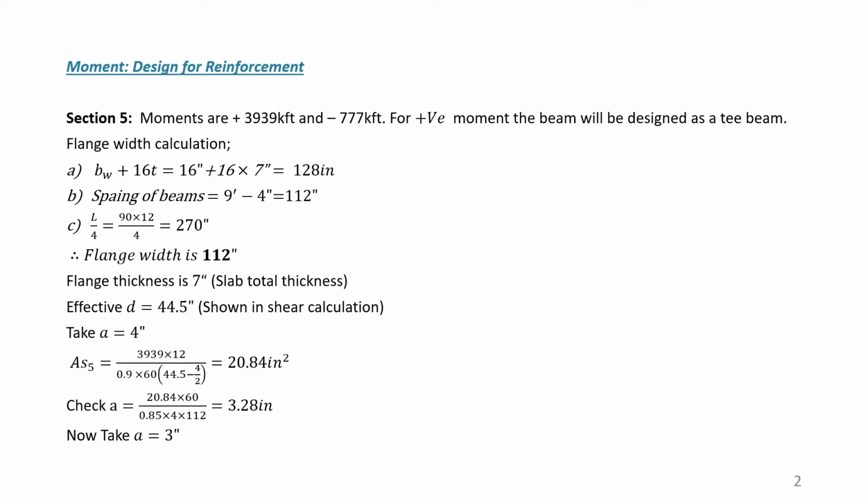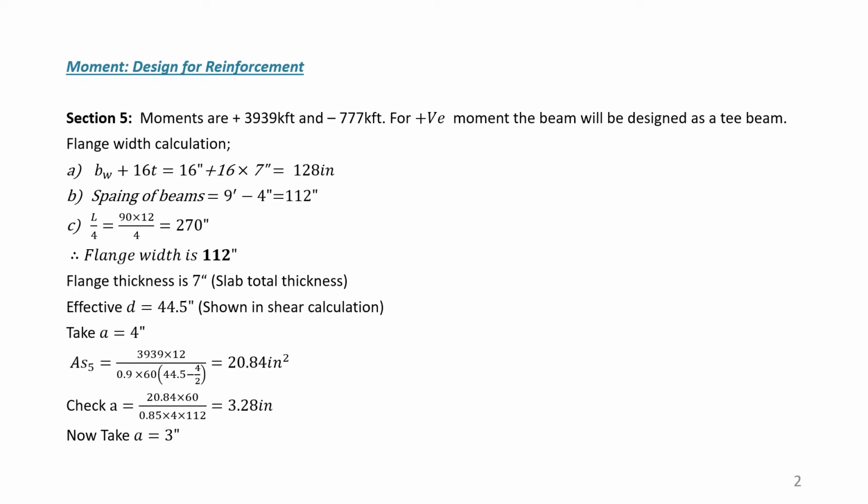Now the steel area is the moment in inch-kips divided by phi, which is 0.9, times 60 as fy, times 44.5 as the effective depth, minus a by 2, which is 4 by 2. This gives us a value of 20.84 inches square as steel area. We have to check a. We have taken an arbitrary value of 4, so you have to check with this steel area what the a value is.